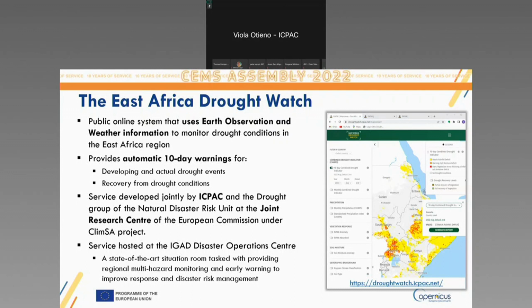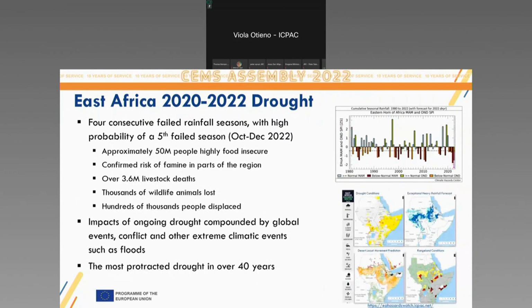And the service itself is hosted at the IGAD Disaster Operations Center, which is a newly established state-of-the-art center, and I do not exaggerate when I say state-of-the-art, for providing regional multi-hazard monitoring and early warning to improve response in disaster risk. So a brief background on the current ongoing drought.